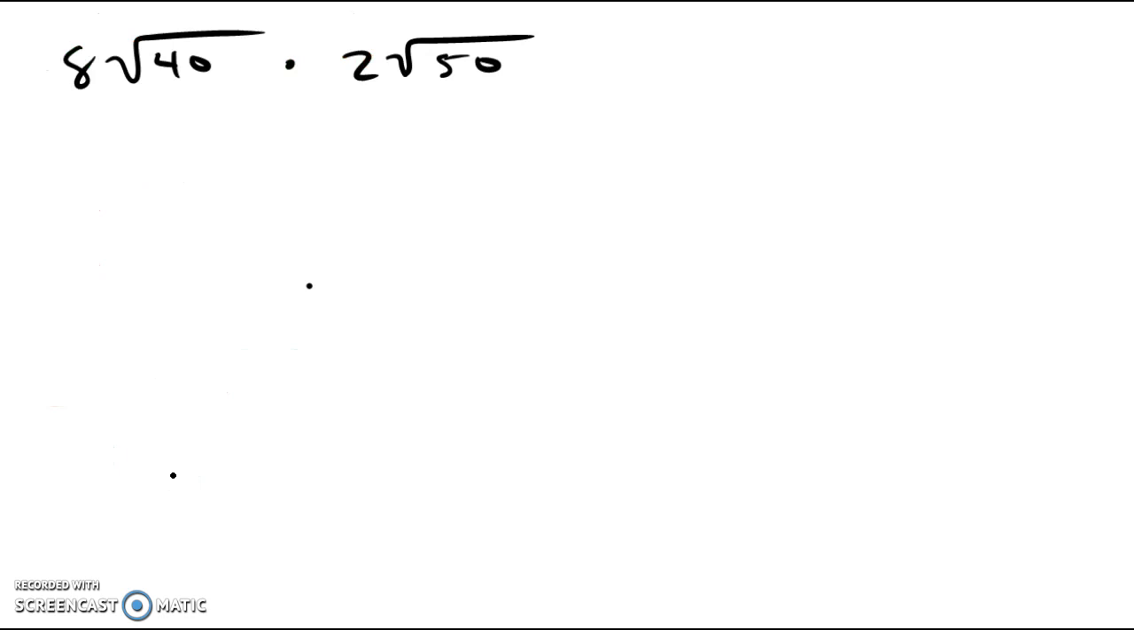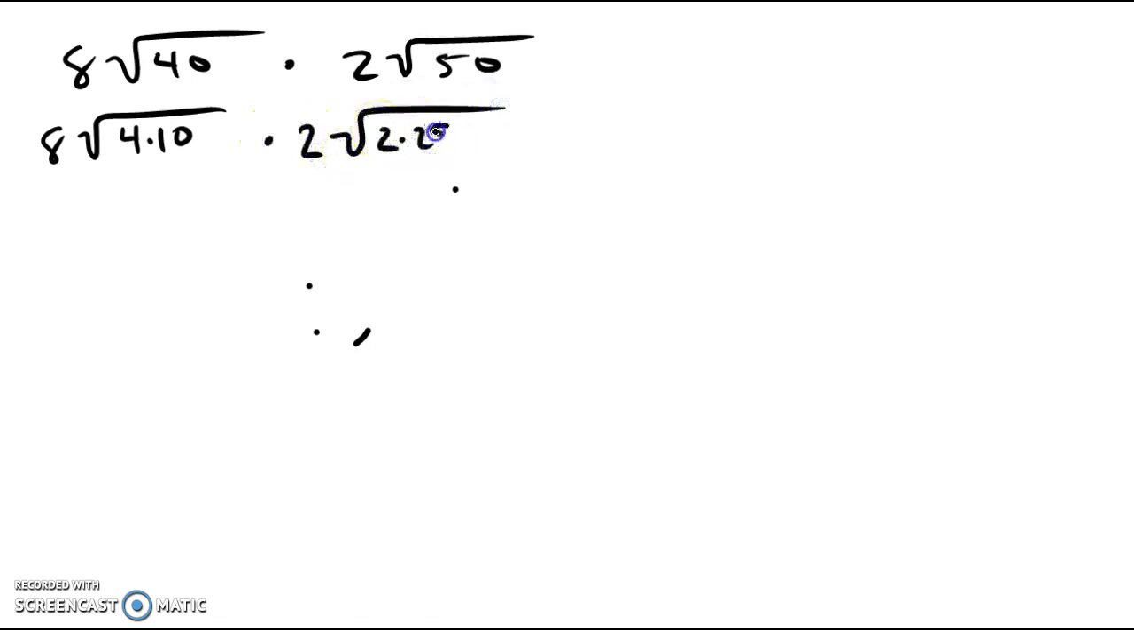You can simplify, then multiply, or you can multiply, then simplify. And sometimes, you want to avoid multiplying big numbers. You simplify, then multiply. So I'm going to go ahead and simplify this. So if I have 8, I know 4 times 10 is 40, and I'm going to multiply 2, and I know 2 times 25 is 50, and now I can go from there.